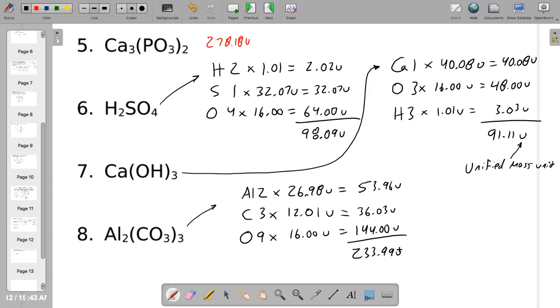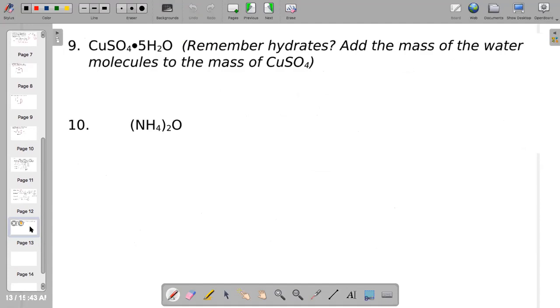Okay, now number 9 is a special case that you need to know how to do. We studied hydrates. Hydrates are compounds where there are water molecules for every ionic compound. The thing about hydrates is you've got to include the mass of the water with the mass of whatever compound is with the water. So number 9 is copper sulfate pentahydrate, if you remember how to name those. I'll write it out. This is copper 2 sulfate pentahydrate.